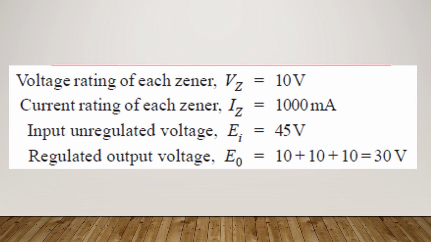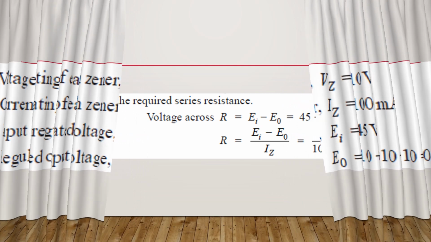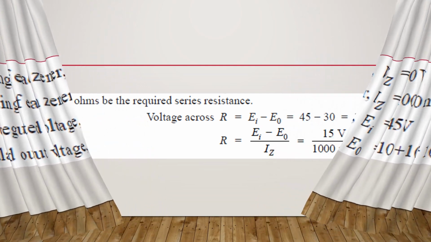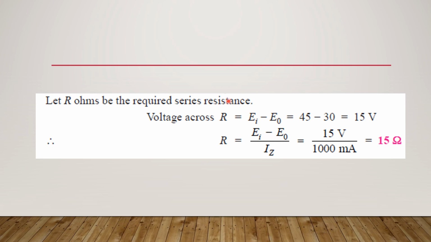Okay. So now we are assuming R is the resistance which is connected in series. So what about the voltage across it? It will be equal to EI minus E naught. Because your input voltage is 45 and output voltage is 30, in between that you have a resistance R. So the voltage drop across the resistance R can be found by subtracting the output voltage from the input voltage. So you got it to be 15 volt.